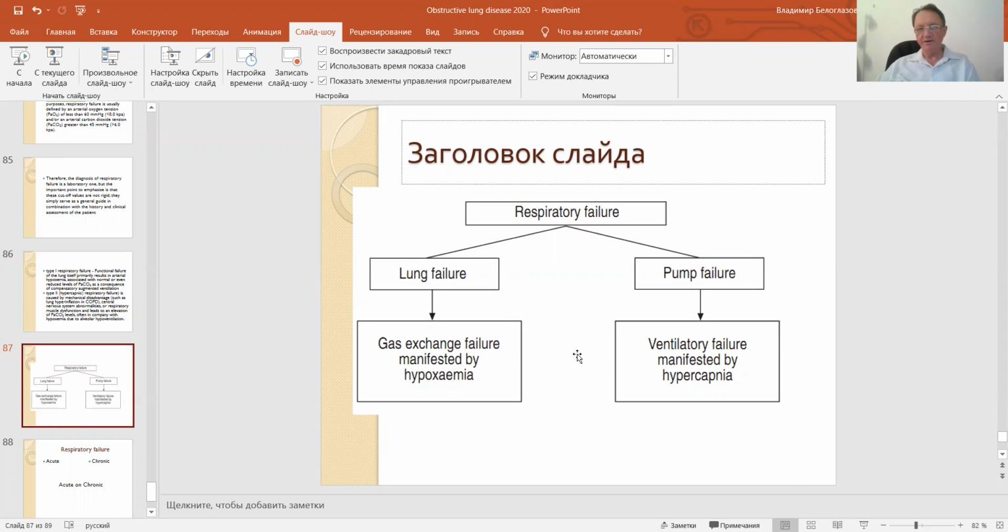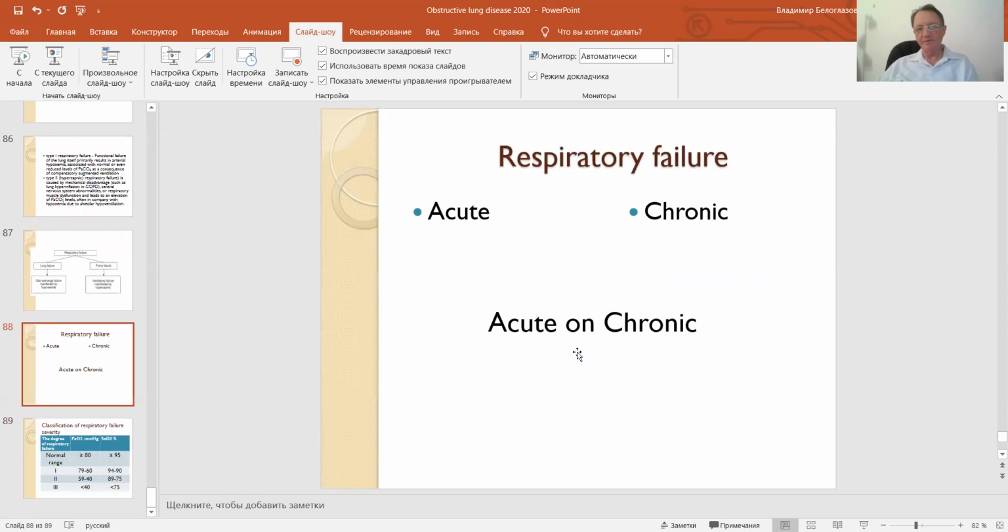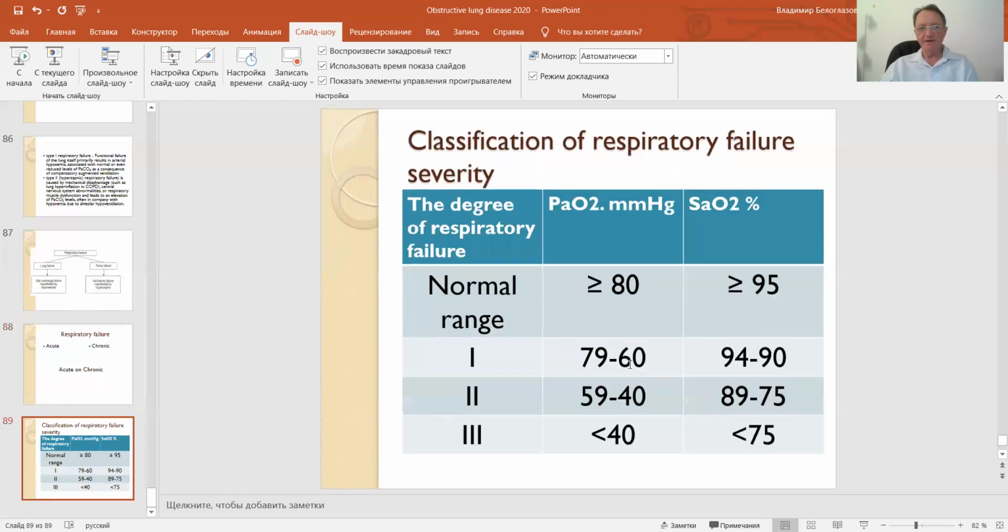Pump failure of the respiratory system. Respiratory failure can be divided into acute, for example, in case of pneumonia, and chronic, in case of COPD, and sometimes acute-on-chronic. And the severity of respiratory failure is based on the measured pressure of oxygen in the blood or saturation, using the pulse oximetry technique. Normal range is greater than or equal to 80 millimeters of mercury pressure of oxygen, or saturation equal to or greater than 95%.